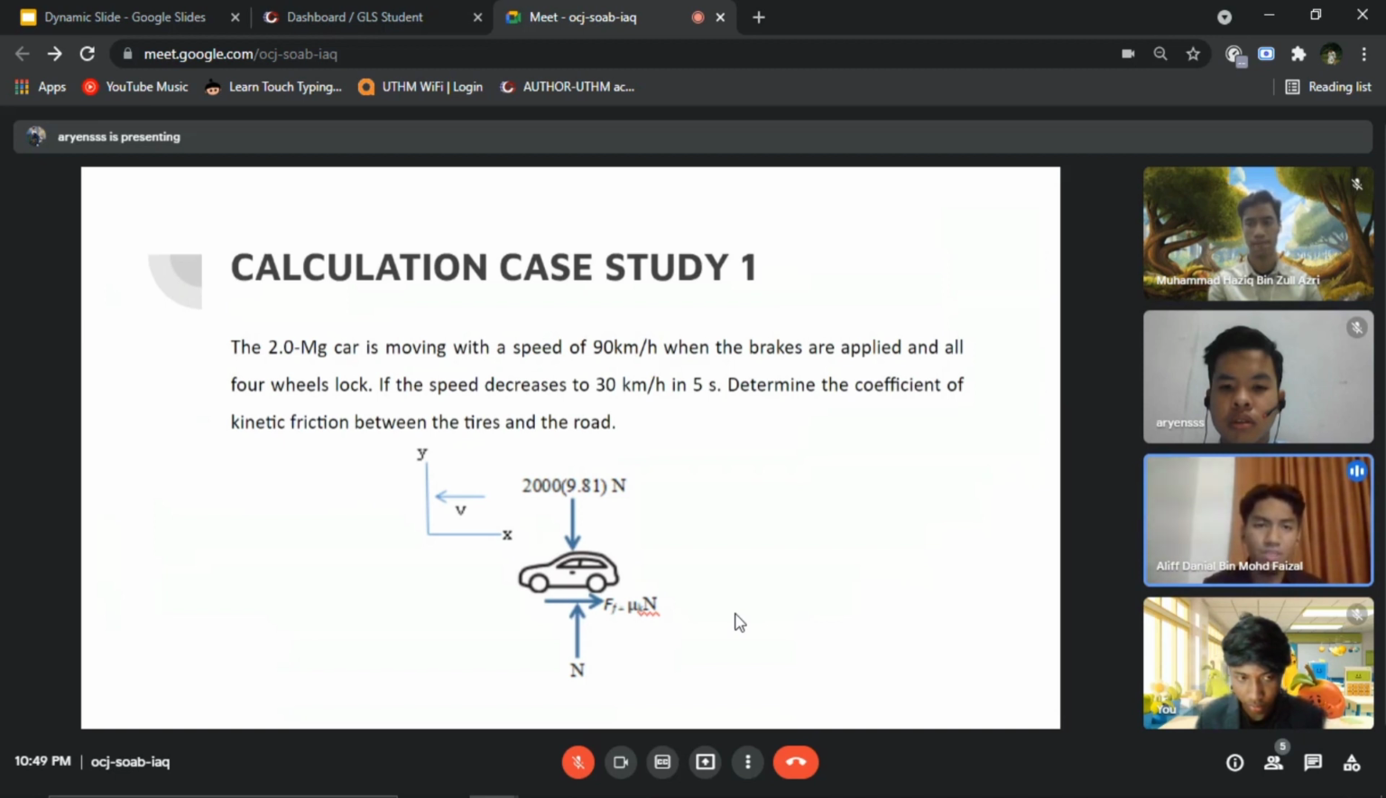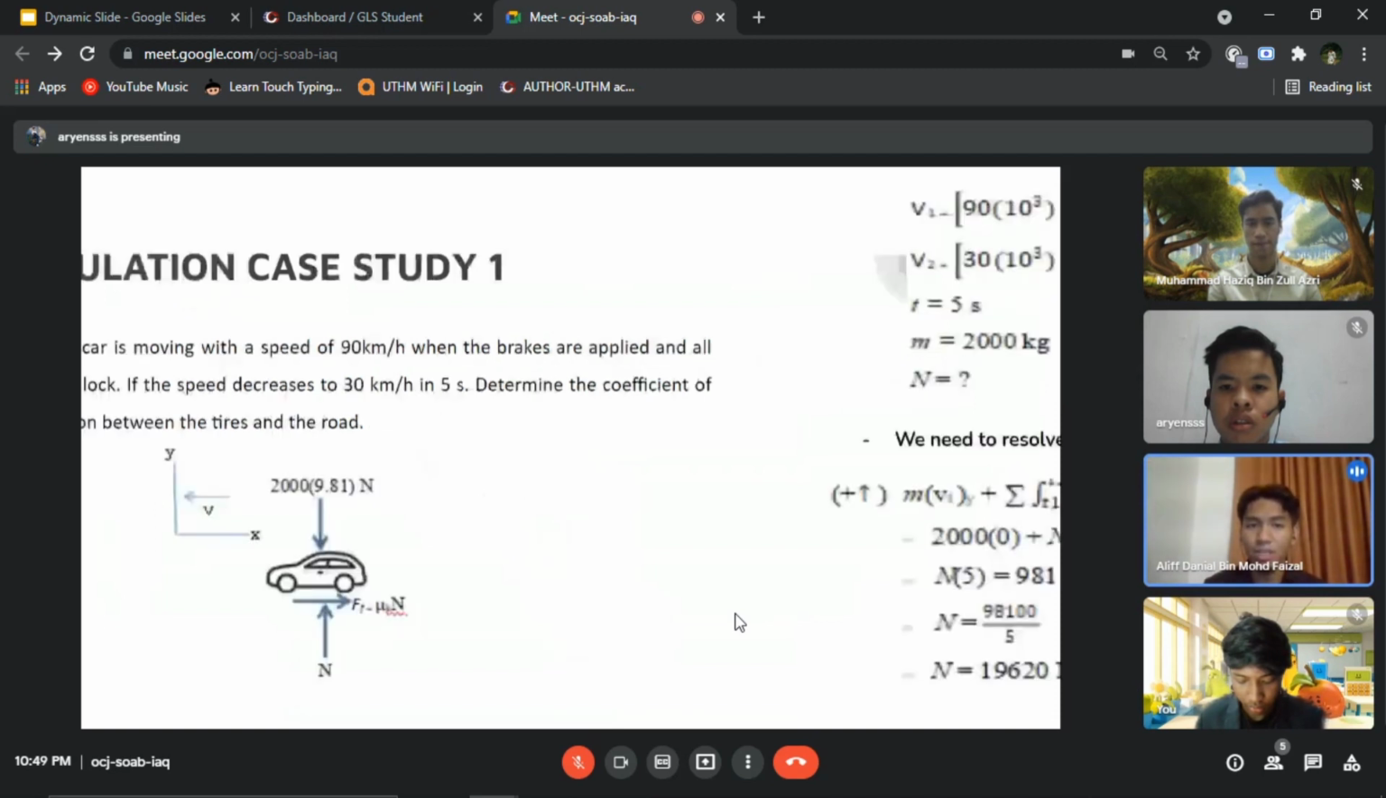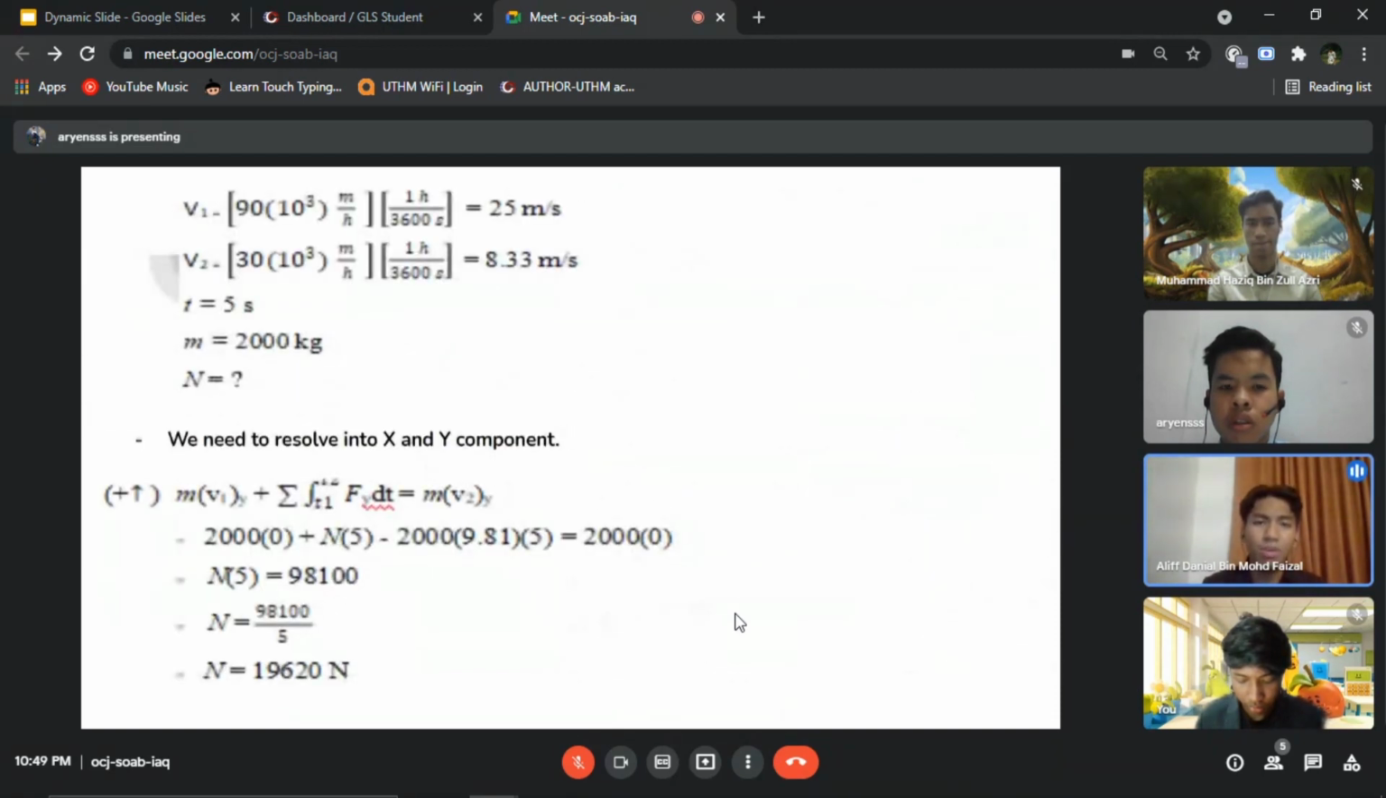Given the car's mass of 2.0 megagram as well as the change of initial and final velocity of the car during the braking process from 90 km per hour to 30 km per hour in 5 seconds. Based on the given question, we need to create a free body diagram to determine the required value. The coefficient of kinetic friction of the car can be determined by completing the calculation using the principle of linear impulse and momentum.